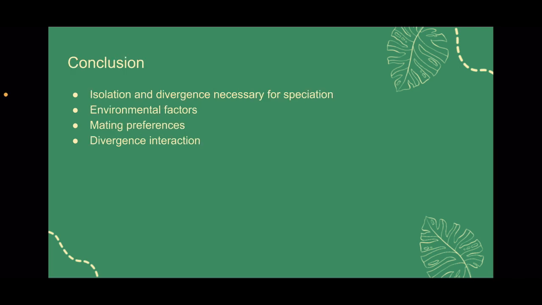In conclusion, for speciation to occur, there must be isolation as well as divergence. Habitat characteristics, as shown by the yellow monkeyflower example, and mating preferences, as shown by the Hawaiian cricket example, are both mechanisms of divergence. It's also possible for the two of them to interact, as shown by the cichlid example.